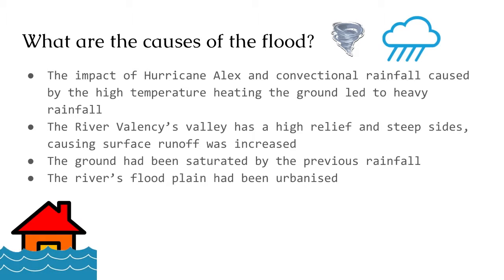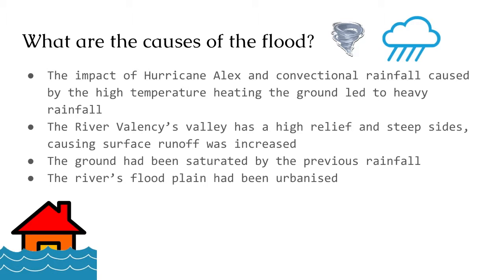Now let's move on to the causes of the flood. One of the main causes of this flood is a combination of remnants of Hurricane Alex and convectional rainfall. The tragedy happened in the summer season, and the heat from the sun gave intense heating to the ground, creating convectional rainfall. The River Valency's valley has a high relief and steep sides, causing the increase of the surface runoff. The third point is the ground had been saturated by the previous rainfall.